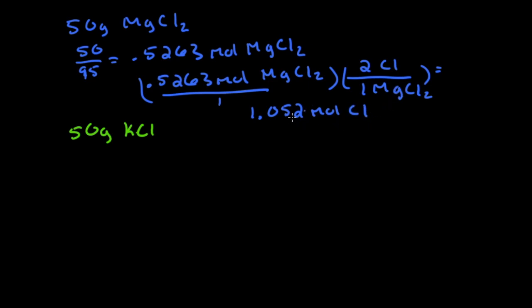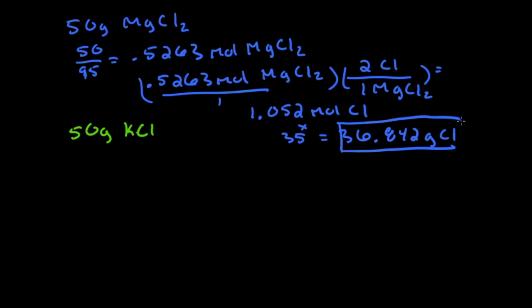I want to go from moles of Cl to grams of Cl. So I'm going to take this number and multiply by the molar mass of Cl, which is 35. Multiplying these two numbers gives 36.842 grams of Cl. So this is how much in grams of Cl I'm going to have in 50 grams of MgCl2.